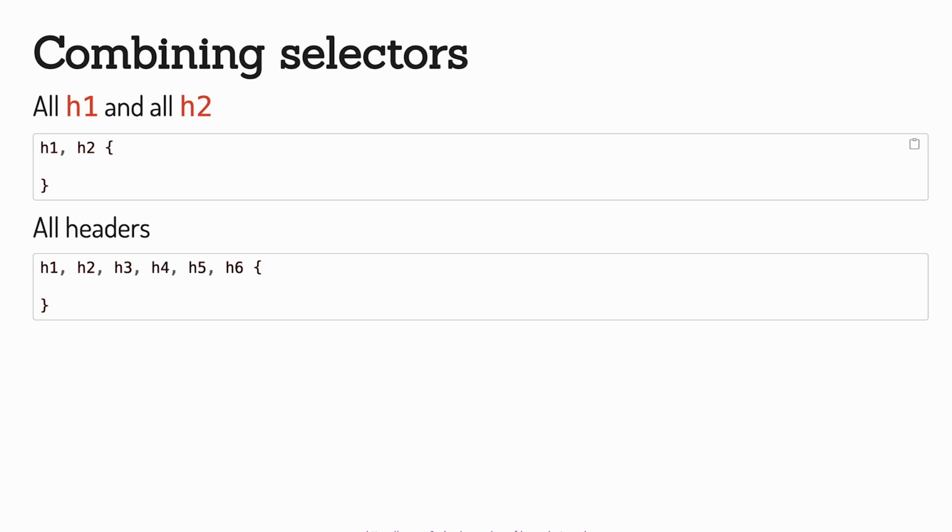So one of the first ways of combining is doing an AND combination. So if we say h1, h2, then every style we apply inside these curly brackets will be applied to all of the h1 headers and all of the h2 headers. So a handy little thing I end up doing a lot is setting up this selector that selects all headers from level 1 through level 6.